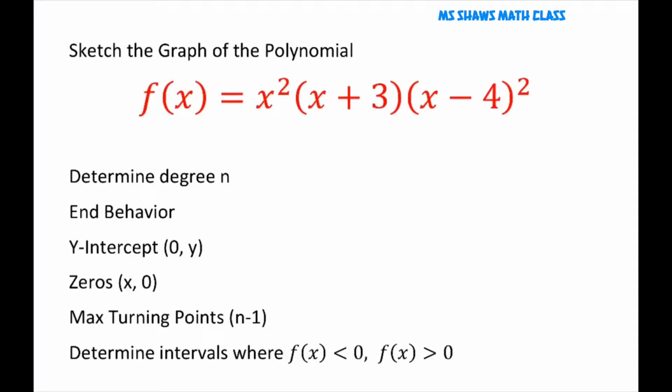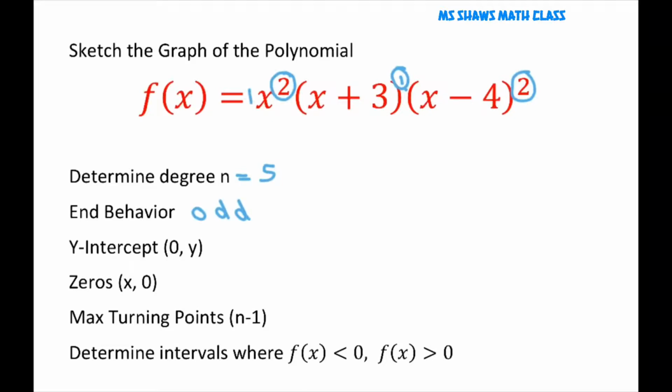Hey everyone, we're going to sketch the graph of this polynomial f of x. And first we're going to determine the degree. This is not standard form, so I'm just going to add up my multiplicities here, these exponents. I get 2 plus 1 plus 2 is 5. So my degree is 5, which is an odd number.